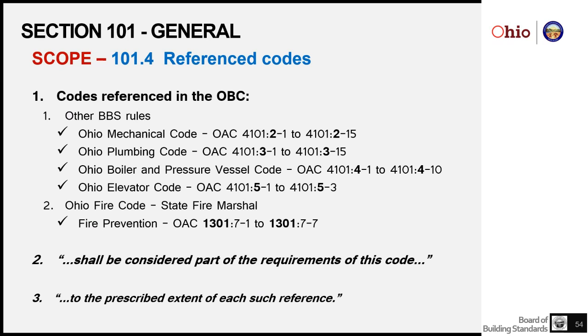Also under the Department of Commerce is the State Fire Marshal's Office, and they have the authority to write the Ohio Fire Code. Now that's going to deal with fire prevention. We reference that code because throughout the building code, particularly in chapter 9, we reference the Ohio Fire Code, and some of the requirements can be found over there.